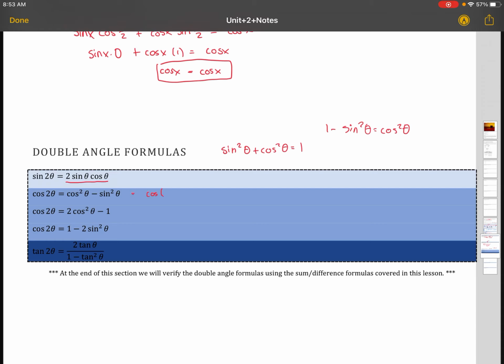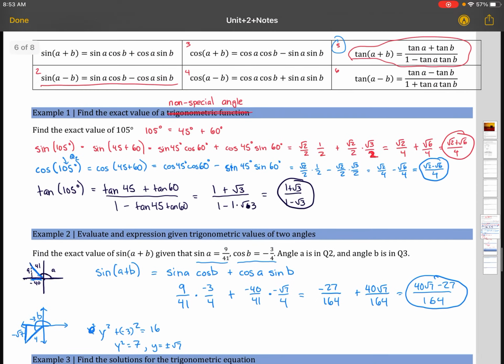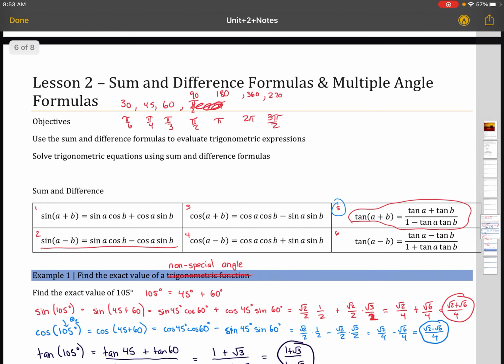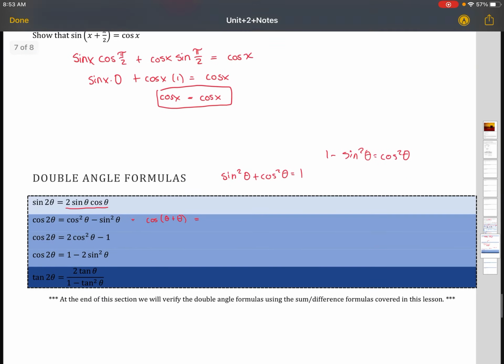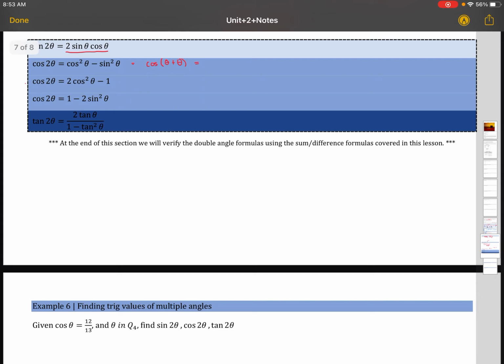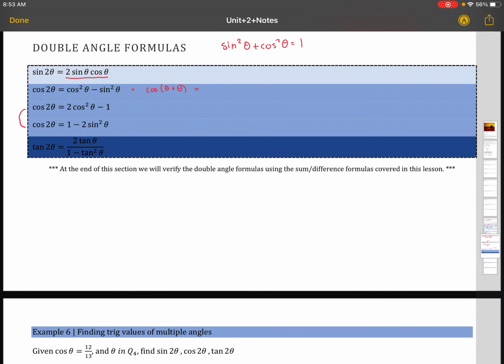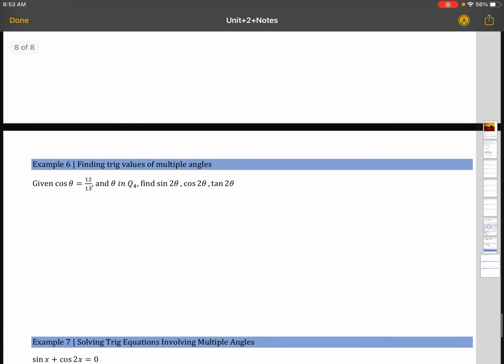Really, this is the same as cosine of theta plus theta, which would be using that difference formula up here. We would use formulas 3 and 4 to get these other 2 versions of this formula. And we'll verify those at the end of this lesson. We'll do it in class. It's not a proof or anything, it's just so you can have them. And then for the tangent of 2 theta, we're going to use that formula. So it's just knowing these formulas and being able to substitute into them.